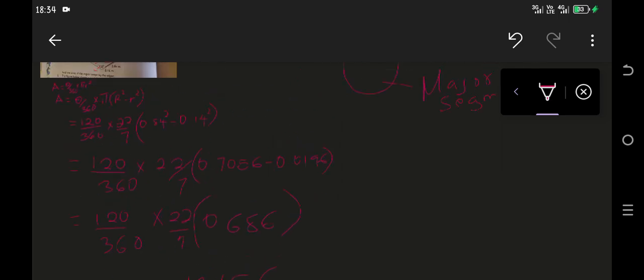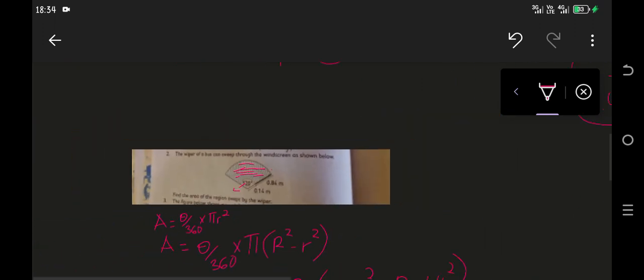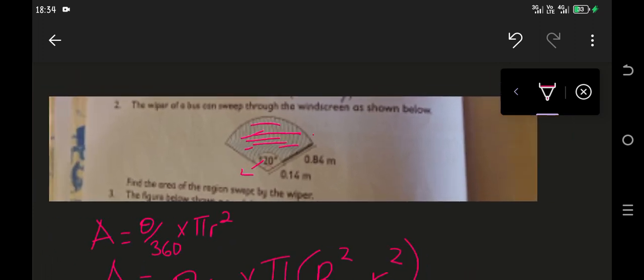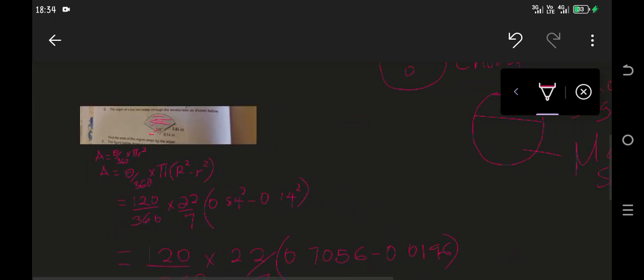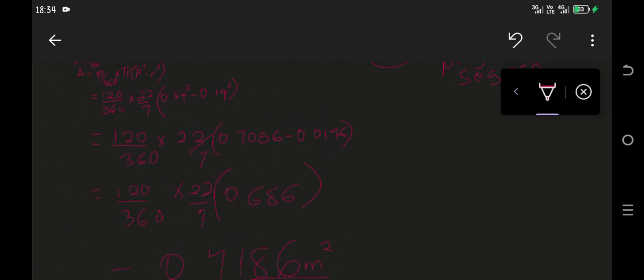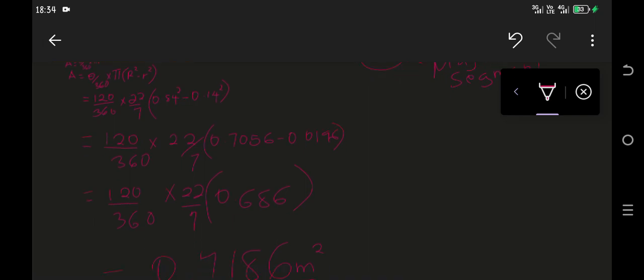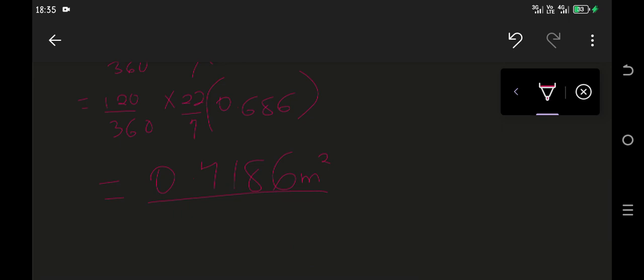0.7186. What was the unit? The unit was in, I don't know why it's blurring, but the unit was in meters. So that is going to be in square meters. So that is what we have done there. So this is in 4 decimal places. If you've been asked to round off to 2 decimal places, then that would be 0.72 square meters.